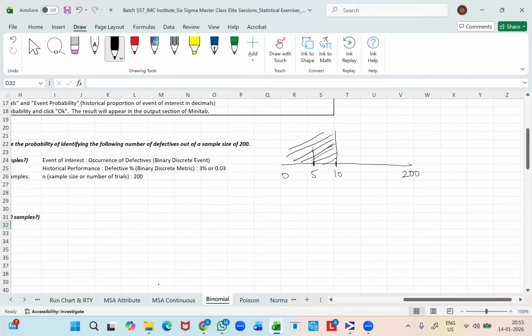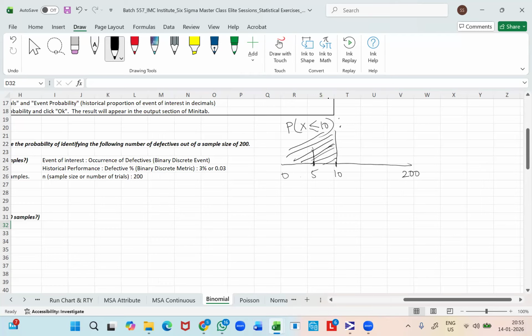Now for at most 10, when we need to find the left-hand side area to this value 10, how can I write the probability notation for this scenario? P of X less than or equal to 10. Very good. So this is the notation I will use for the second scenario, at most 10. It's basically P of X less than or equal to 10, which we need to find out.